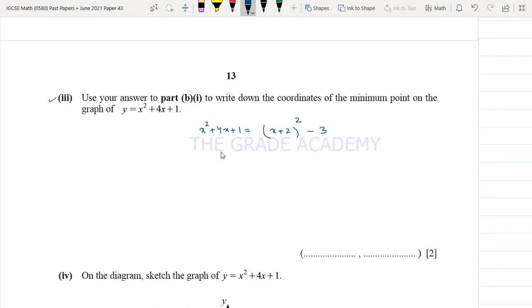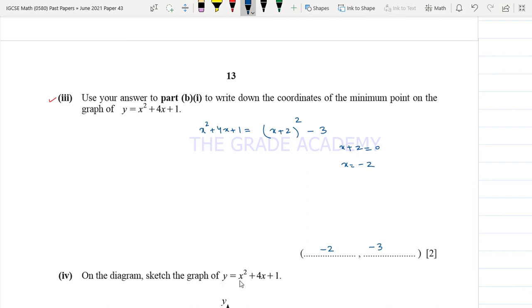Now a quadratic expression which is given in completing square form has a minimum value where the term inside this bracket, or the square term here, is 0. So if we set x plus 2 equal to 0, we get x is equal to minus 2. Okay, so at x is equal to minus 2, this expression will have a minimum value, which is minus 3. So what will be the minimum point then? So the x coordinate is minus 2 and the y coordinate will be minus 3. So minus 2 comma minus 3.